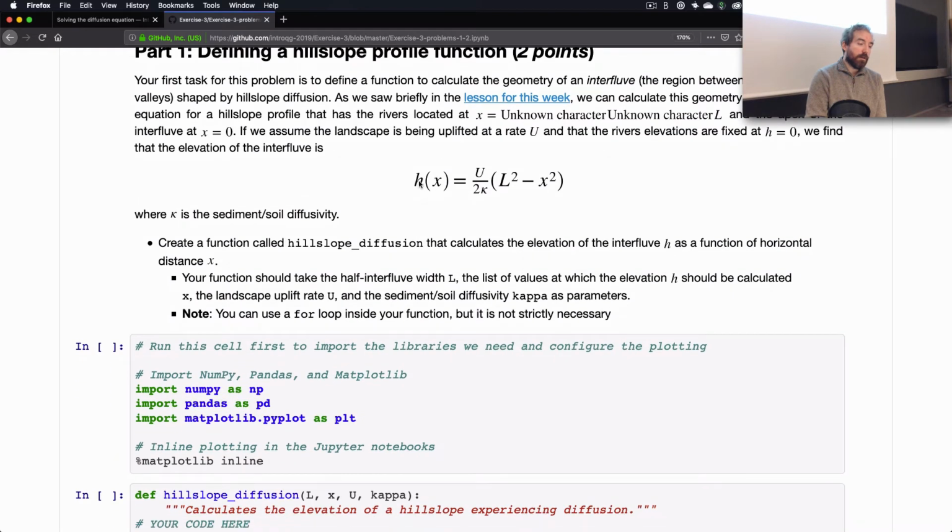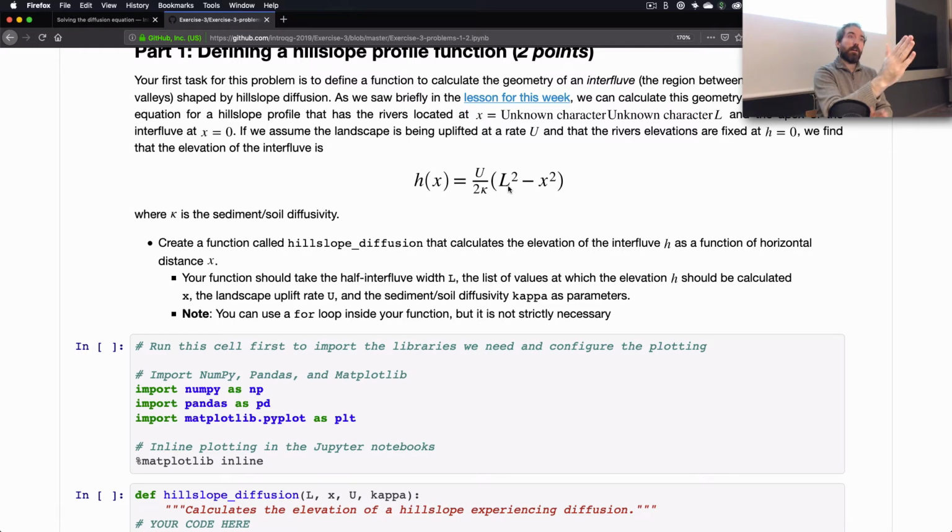You're given an equation here. H is the height of the hillslope, or the elevation of the hillslope. So you can calculate H as a function of things like U. This is the uplift rate, the rate at which the landscape is being uplifted. And then kappa is our diffusivity for the sediment or the soil in this landscape. L is what's called the half width of this hillslope profile.